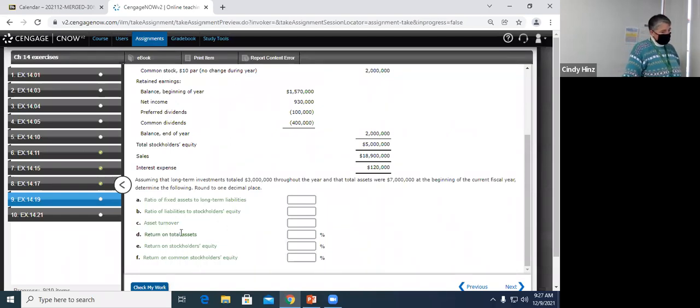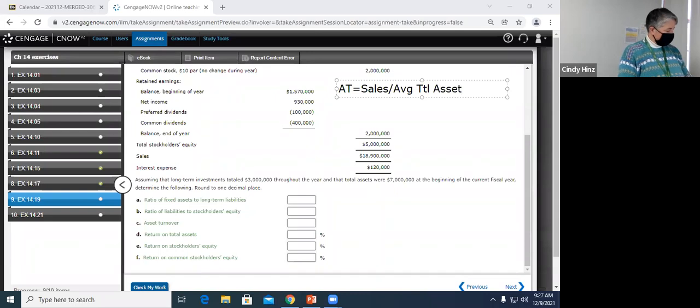But asset turnover is one that we have not yet done, and so I would like to do that one together, and I'll give you the formula for that here on the screen. Asset turnover, you frequently see abbreviated as AT. And the calculation is sales from the income statement, of course, divided by average total assets, excluding, I'm going to write this into the formula, excluding long-term investments.